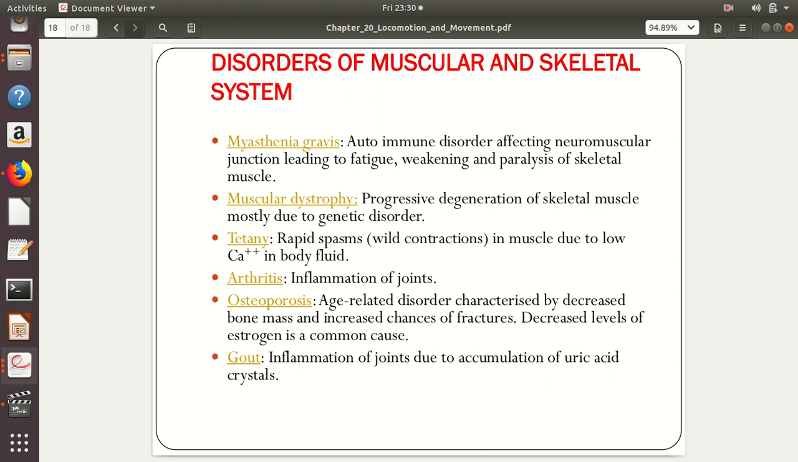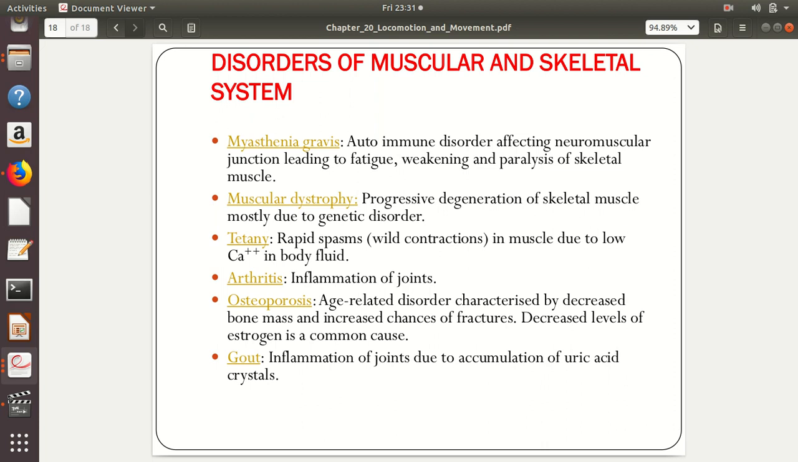Arthritis is the inflammation of joints. Osteoporosis is an age-related disorder which is characterized by decreased bone mass and increased chances of fractures. So the decreased level of estrogen is a common cause for osteoporosis. Gout is inflammation of joints due to accumulation of uric acid crystals. So these are the disorders of the muscular and skeletal system.